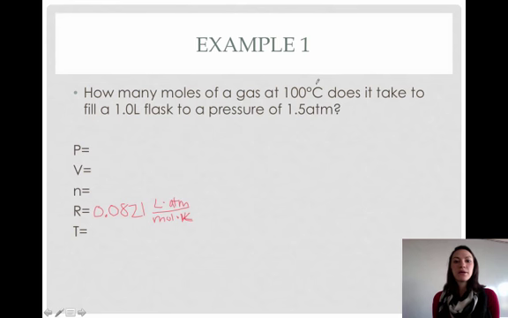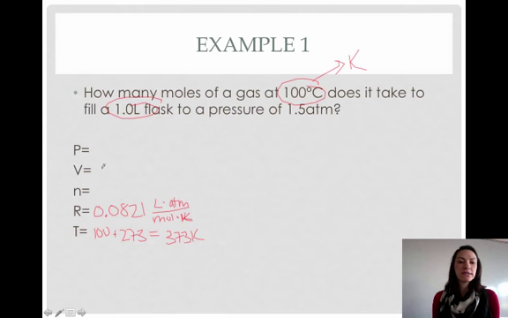All right, now I can go through. I've got 100 degrees C, but I have to convert that to Kelvin. I do that by adding 273, so 100 plus 273 equals 373 Kelvin. And then I've got a 1 liter flask, so that's my volume, 1.0 liters. And then I've got a pressure of 1.5 atm. And you can see n is what I'm looking for. I'm looking for my moles.